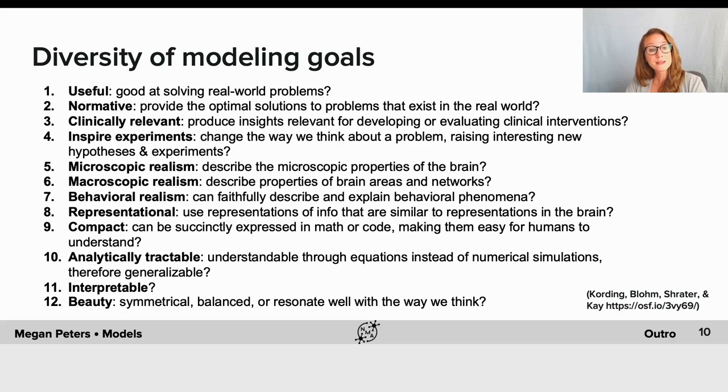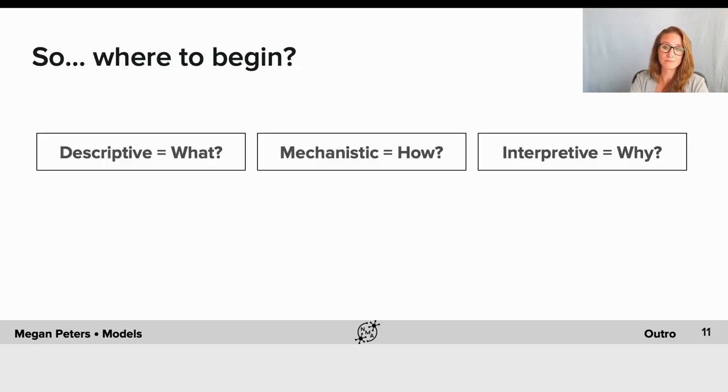And remember, none of these goals is worse than another one, or better than another one. They're really just different. So you might be thinking, okay, so we learned about all of these model types, the what, the how, and the why, and now we have all these goals to think about. Where do I even begin? Should I start by trying to build what models? And then when I get good at those, I can move on to the how models, and then next I can move up to the why kind.